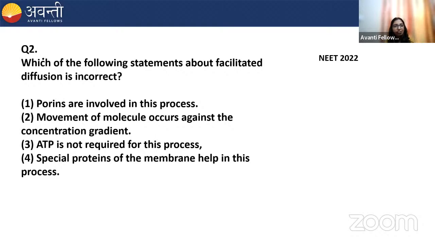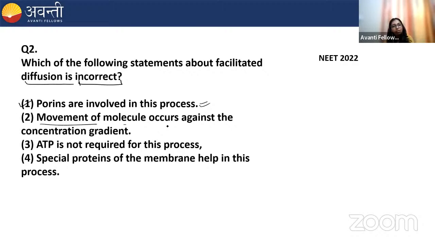Okay. So the question says, which of the following statements is incorrect about facilitated diffusion? They're asking about the incorrect statement. Number one says porins are involved in this process. Yes. Porins are present in the outer membrane of mitochondria, chloroplast, and bacteria. And these porins are larger in size, so smaller molecules can easily pass through them. Right? That is a correct statement.